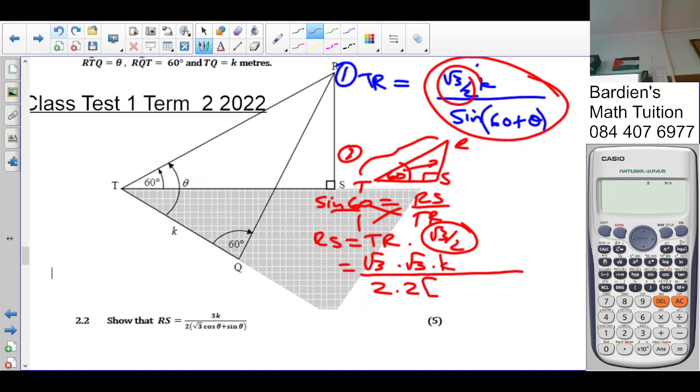Now I'm going to do the sine expansion one time. So sine of 60 plus theta is going to be sine 60 cos theta plus cos 60 sine theta. Root 3 times root 3 is 3k, which confirms my numerator is in order, over 2 times 2 of course is 4, into sine of 60 is root 3 over 2.